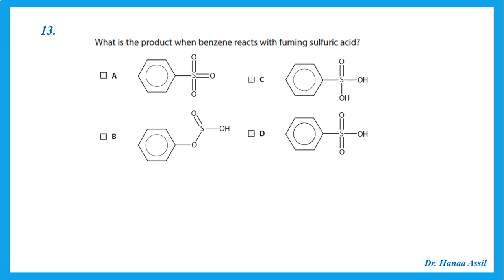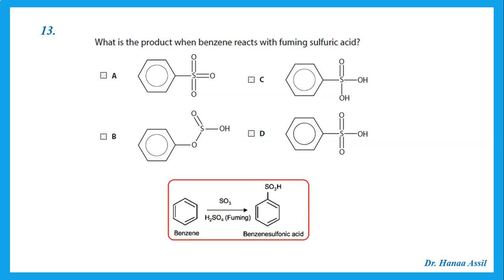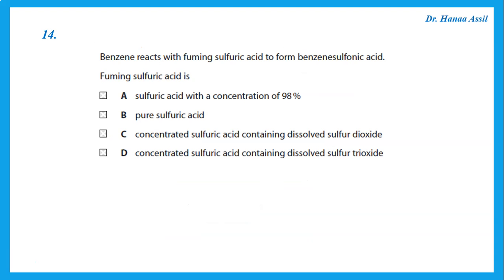What is the product when benzene reacts with fuming sulfuric acid? Now, this is another reaction of benzene. If I react benzene with fuming sulfuric acid, this is a method of adding the sulfonic group, the SO3H, on the benzene ring. So this is the product that I get. So this is benzene with concentrated sulfuric acid with SO3, sulfur trioxide. Benzene reacts with fuming sulfuric acid.